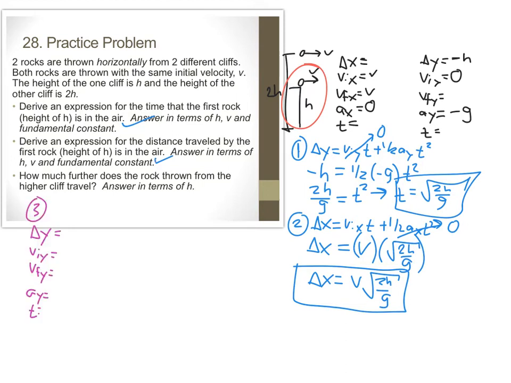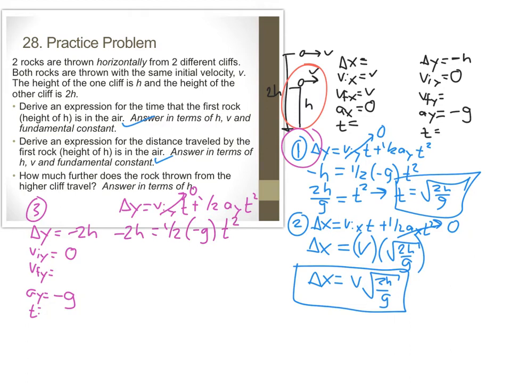For the third question, I'm going to think about what changes. I have my original setup, so what changes when I'm thinking about the rock thrown from the higher cliff? The only thing that really changes is my delta y. My initial y velocity is still 0. My acceleration in the y is still negative g. So I'm going to go ahead and use this equation here and solve for the time that second rock is going to be in the air. Once again, that first term goes away, and so I have negative 2h is equal to 1/2 times negative g times t squared. Again, multiply both sides by 2 and move that g over, and I have 4h over g equals t squared. Take the square root of both sides, and so my time is going to be the square root of 4h over g.